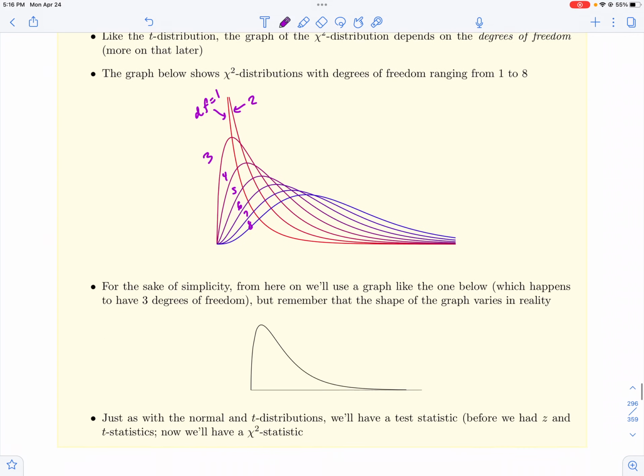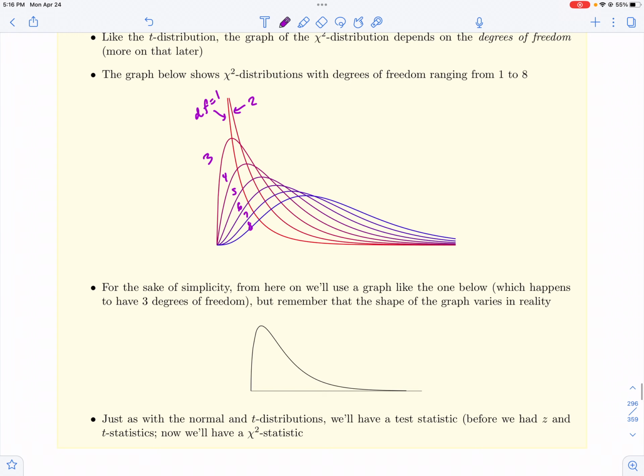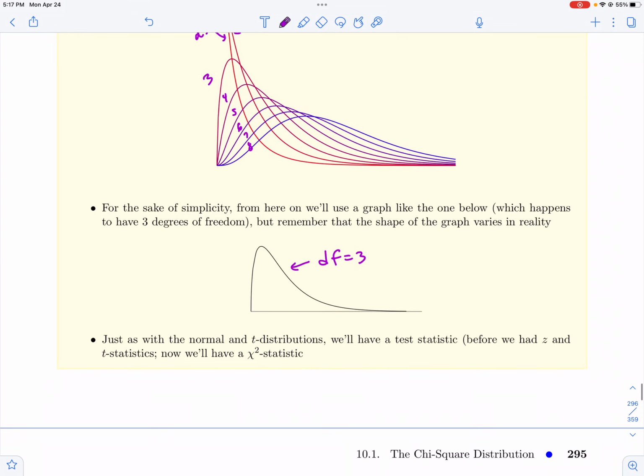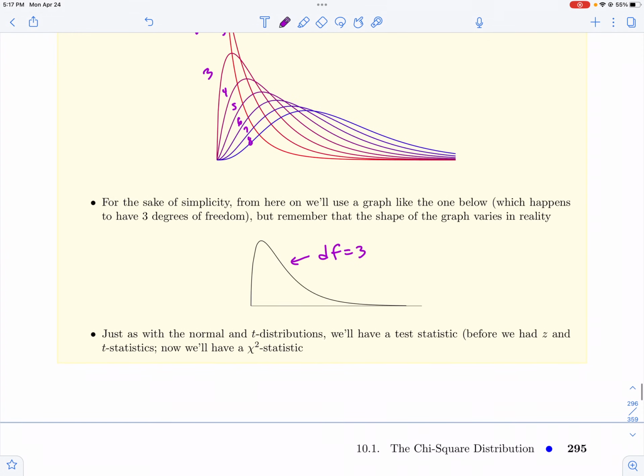And so for graphing purposes, when I'm talking about shading and things like that related to our hypothesis test, I'm just going to use the degrees of freedom of 3, just so I have something to sketch and draw with. We are going to have things just like we did for our other hypothesis tests: test statistics, comparison statistics, all that kind of stuff, just like we had before. There's just going to be slightly different ways that we actually calculate them.